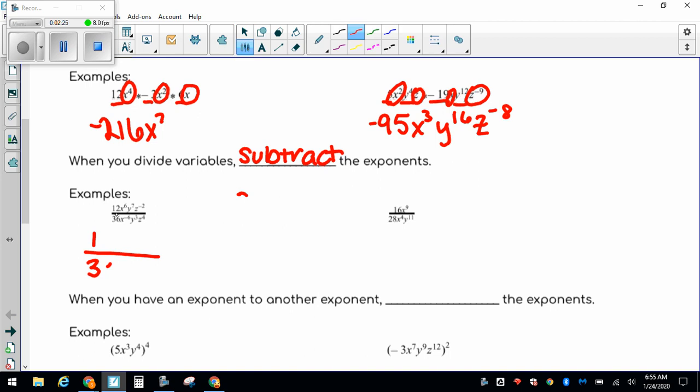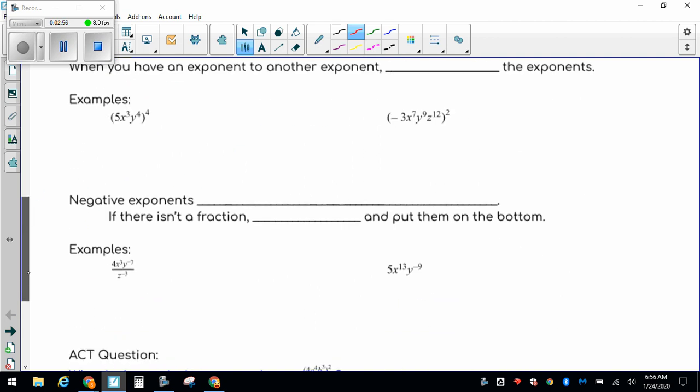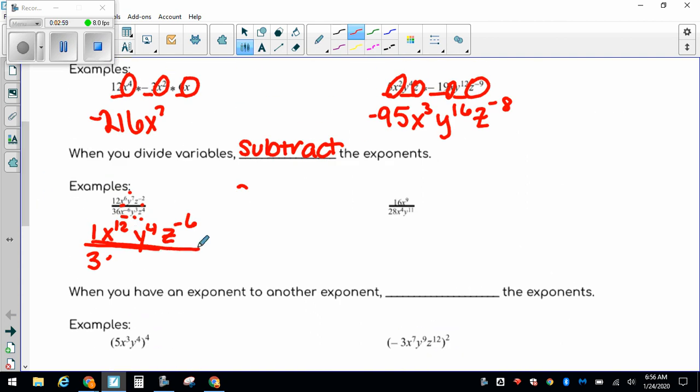I'm going to have to erase a little bit because I wrote on top of the numbers. When I look at the x's, I've got x to the 6 divided by x to the negative 6. So 6 minus negative 6 is going to make x to the 12. When I deal with the y's, I've got y to the 7 divided by y to the 3. So 7 minus 3 makes y to the 4th. And then the z's: z to the negative 2 over z to the 4. So negative 2 minus 4 makes z to the negative 6. My fraction's a little bit wonky, but that is how we would do it.